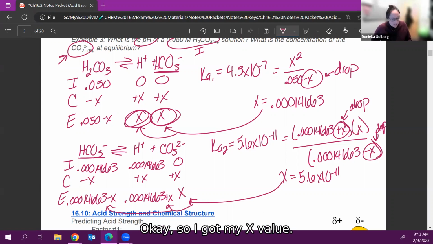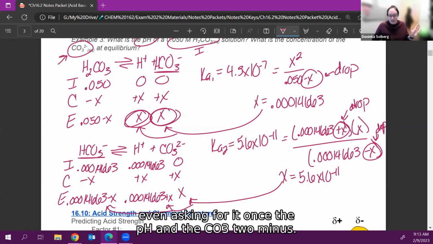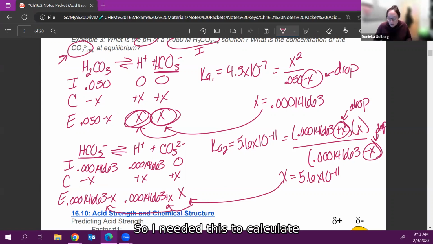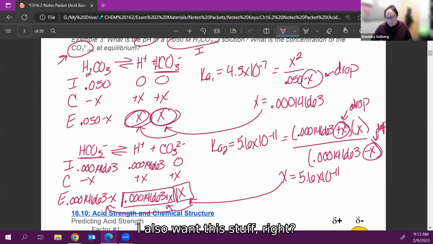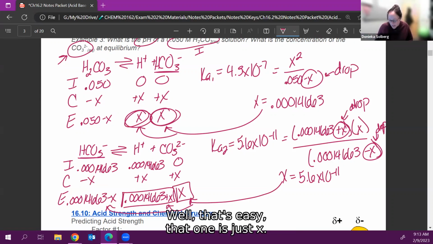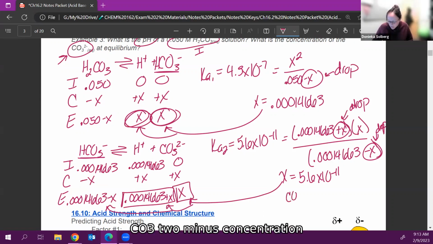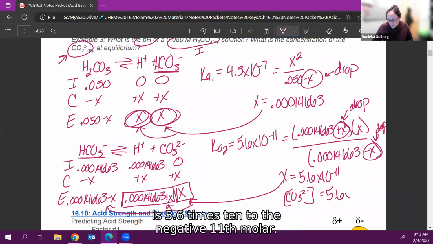Okay, so I got my X value. Now, what is the question even asking for, right? It wants the pH and the CO3 2 minus. So I needed this to calculate pH because that's my H plus at the end of this whole equilibrium thing. And I also want this value. All right, well, that's easy. That one's just X. So the answer for CO3 2 minus concentration is 5.6 times 10 to the negative 11th molar. It's just X.